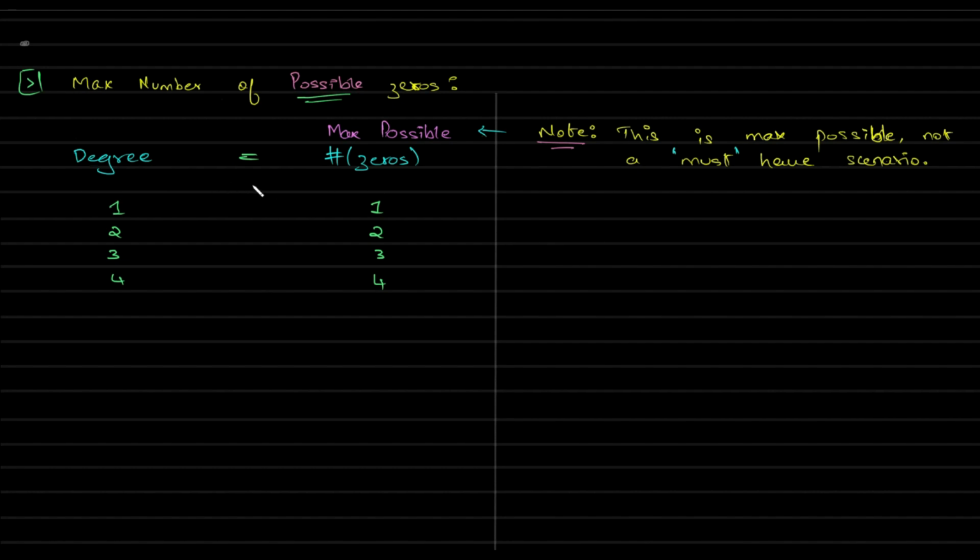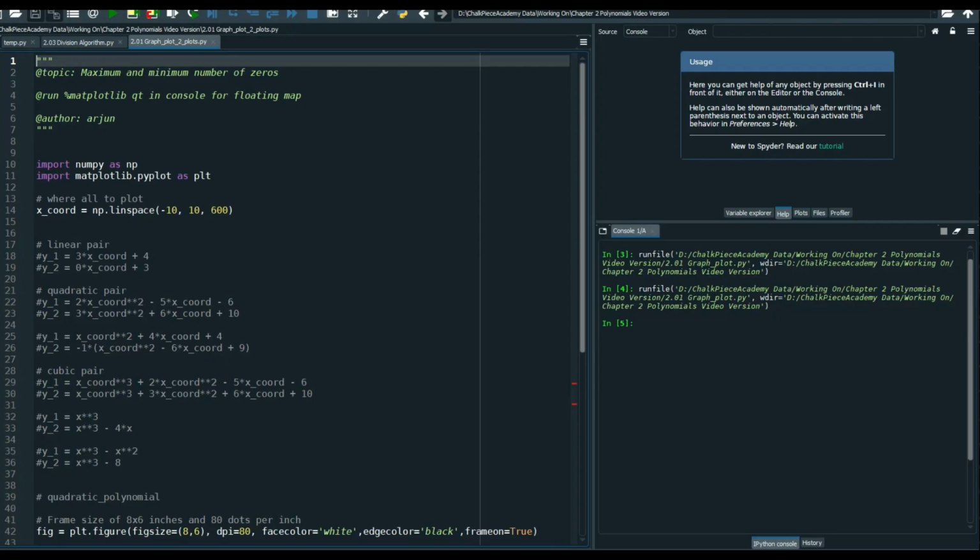But there is a technicality. I've used the phrase maximum number of possible zeros. What does it mean? Well, the zeros need not be equal to this. I made a note here: this is the maximum possible, not a must-have scenario. So I'll show you an example, then you'll understand.